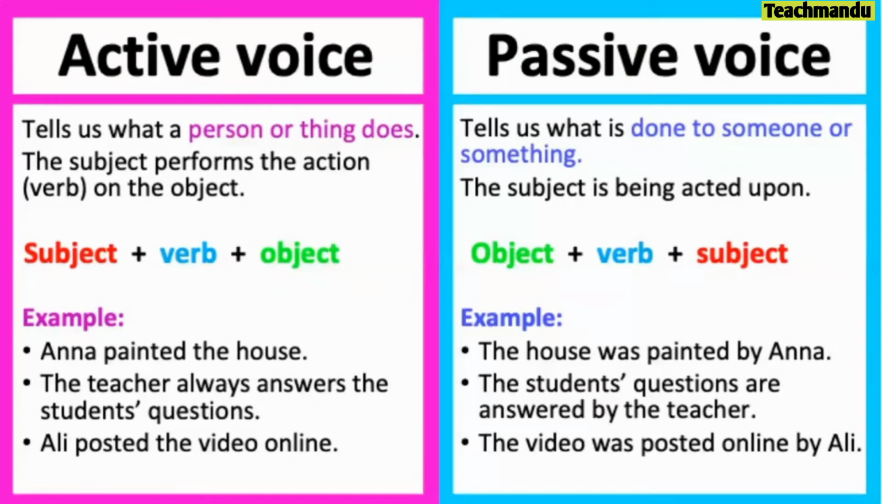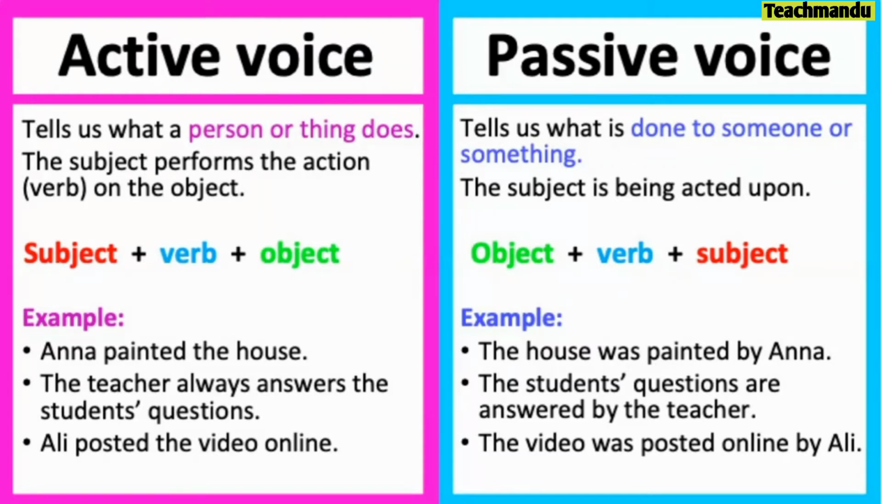So here you can see it tells us about a person or thing that does a work, the subject that performs the action, right, and the effect is on the object there. The passive sentences tell us what is done to someone or something, right? The subject is being acted upon. So the structure of an active sentence is subject, verb plus object, and the structure of a passive sentence, the subject becomes object and verb plus subject.